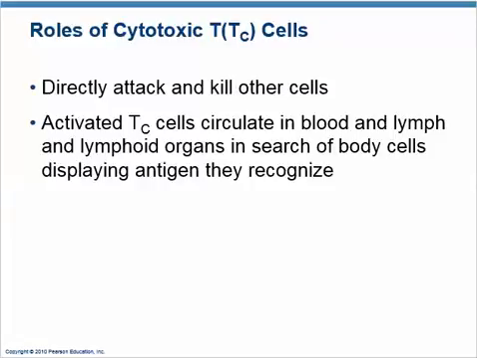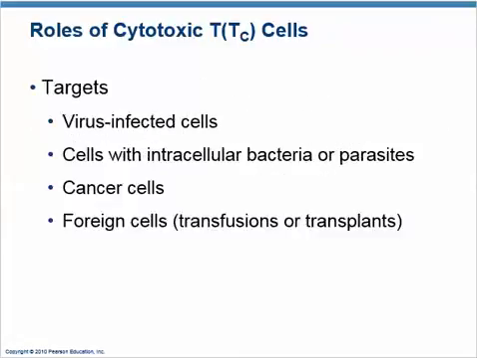And when they latch on to the antigen that they are programmed for. So they have to go to the site where the pathogen is. Right? So the main targets are virus-infected cells, or cells that parasites and intracellular bacteria go into. Cancer cells are really important, and foreign cells. So these are transplant cells.